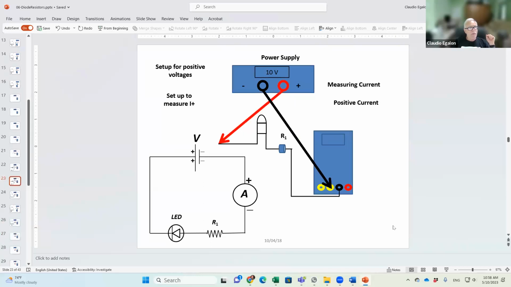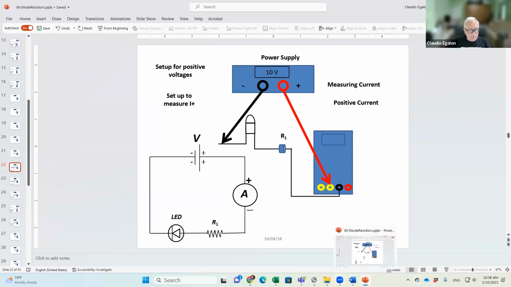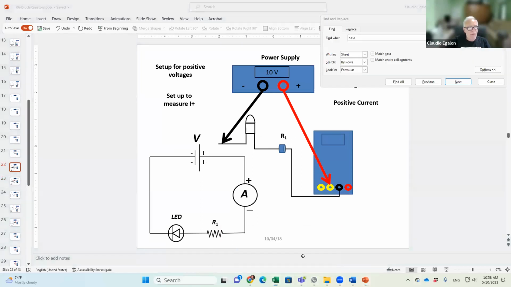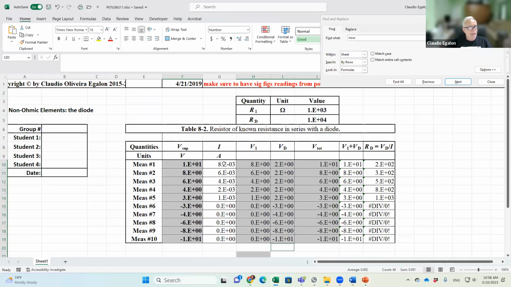And then we invert the polarity. When we do that, let's see what the data tells us. Now we're measuring the current. See that? While the voltage is positive, we still measure some current there. But when we invert the polarity, the current decreases drastically.